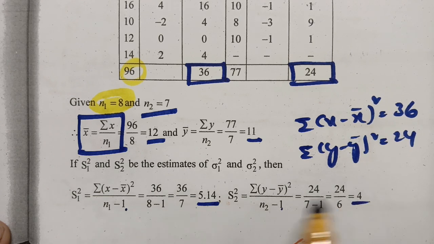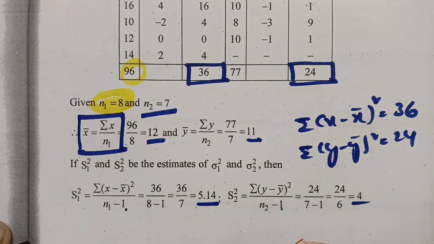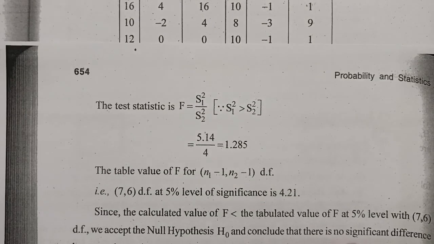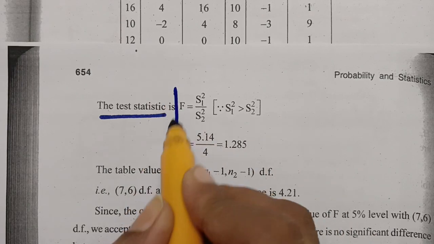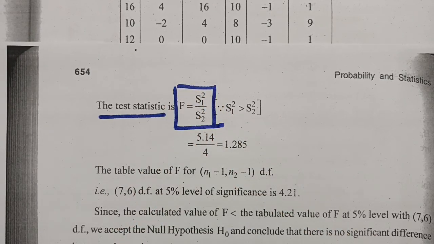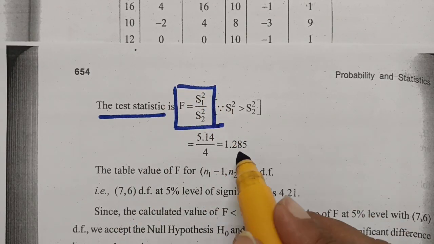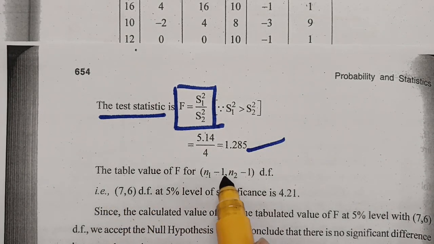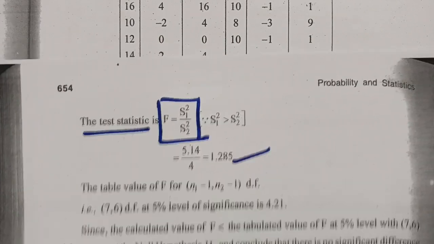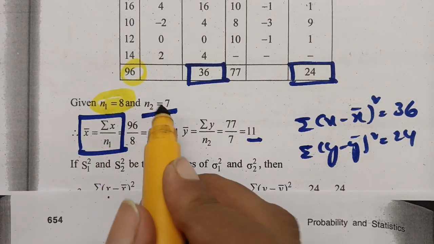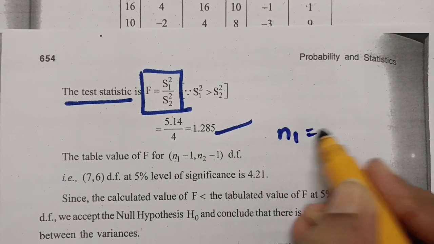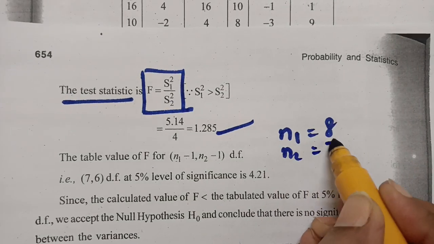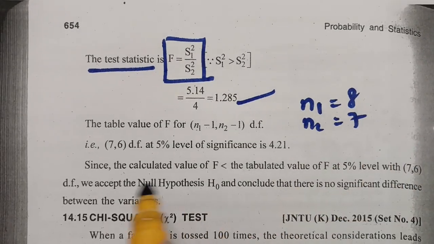On comparing these two, which is bigger? 5.14 is bigger, and the bigger value should be in the numerator. So for the test statistic, F will be S1 square by S2 square, that is 5.14 by 4, the value here is 1.285. For degrees of freedom, N1 minus 1 and N2 minus 1. N1 is 8 and N2 is 7. That is 7 comma 6.